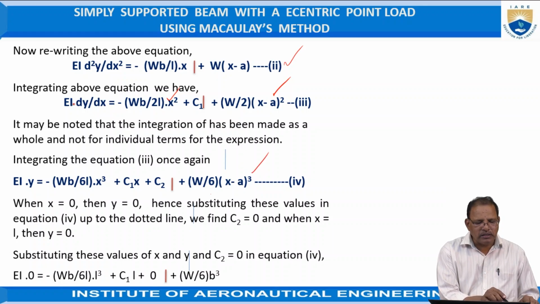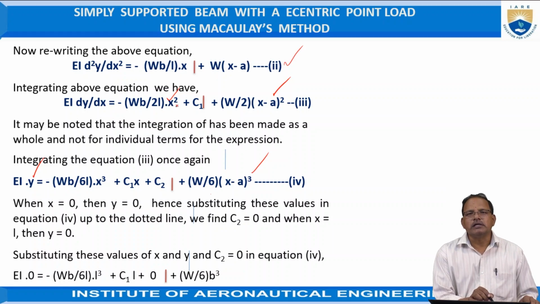In these equations, EI dy/dx, the integration of dy/dx is y. WB by 2L is the constant. The integration of x square is x cube by 3, and 3 with the 2 already there becomes 6. That means WB divided by 6L x cube, plus C1 x. C1 is the constant, its integration is C1 x. Plus C2, which is the constant of the second integration.